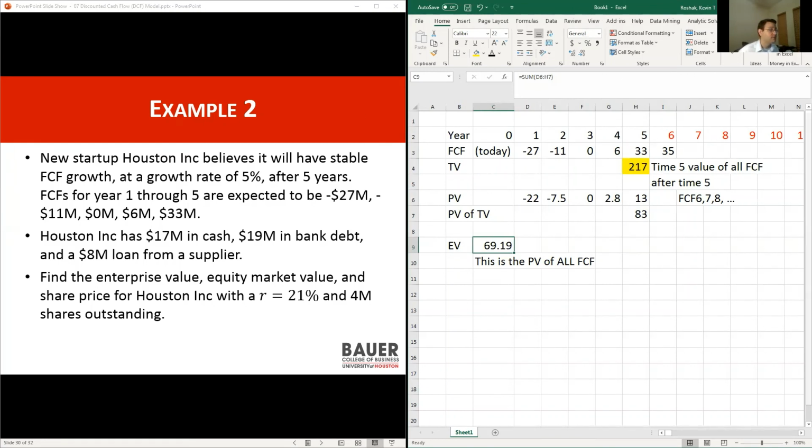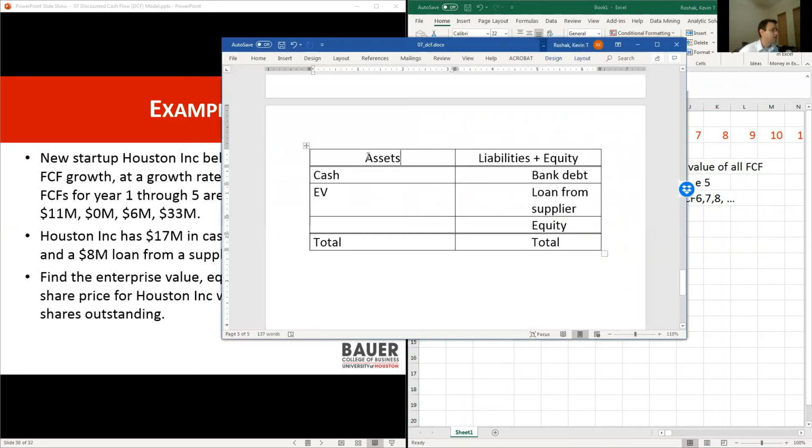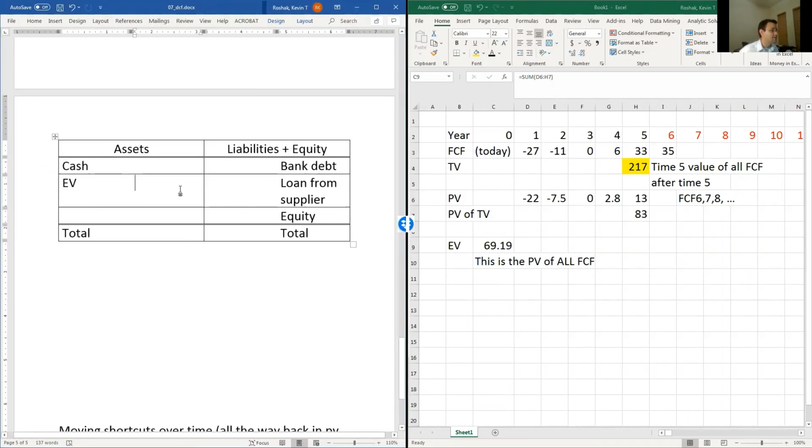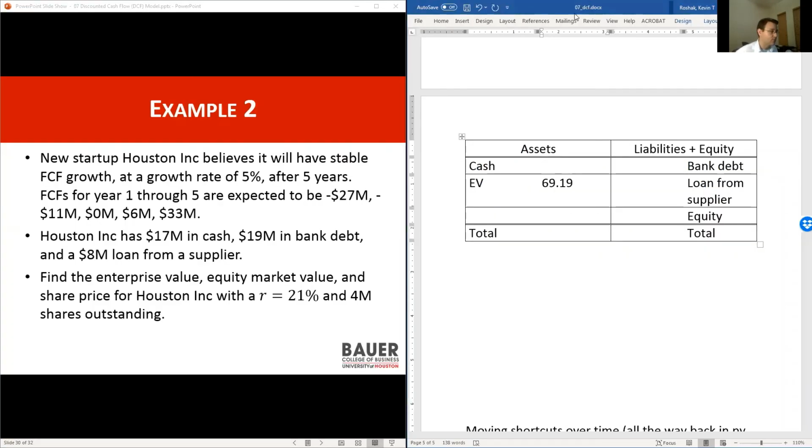Again, we want to figure out the value of the equity, not just the value of the operations. So let's pull up the balance sheet here. We see that the operations are worth 69.19. We just solved for that. Let's see what else the company has and think through the rest of the balance sheet. It's got $17 million in cash. It's got 19 in bank debt. It has a loan from a supplier of 8.